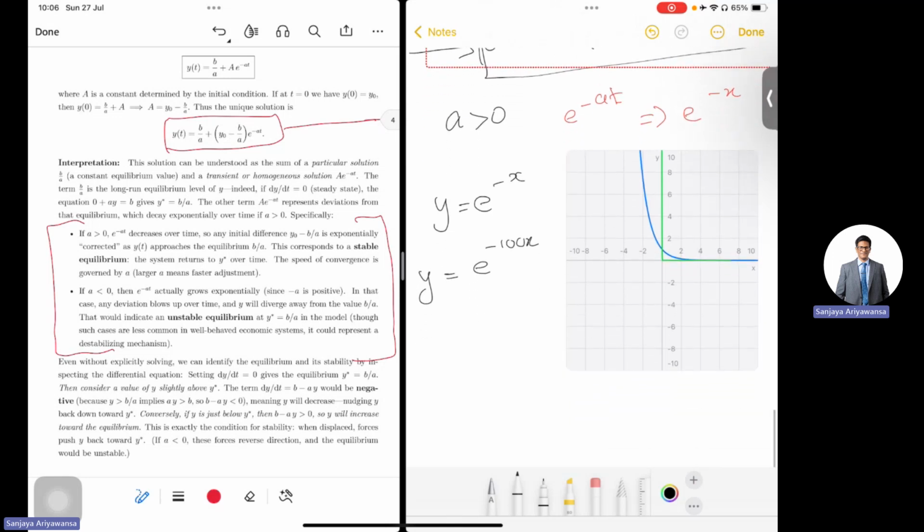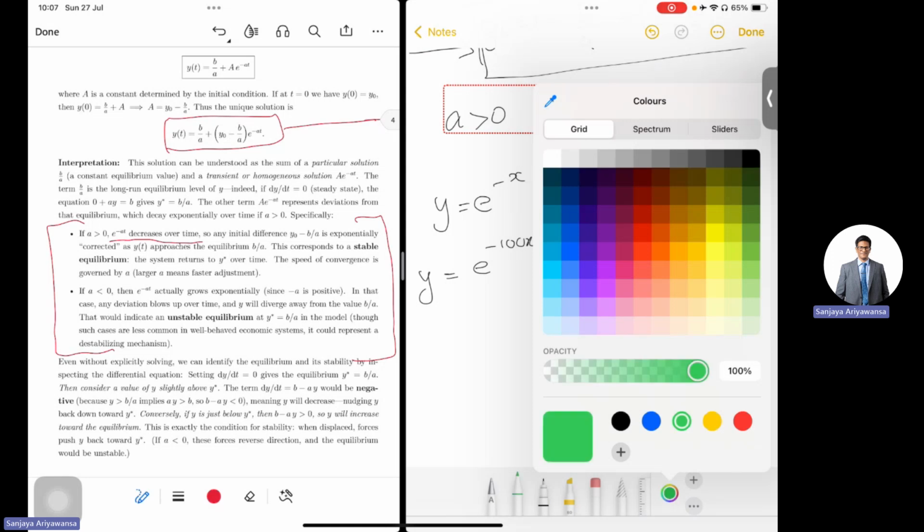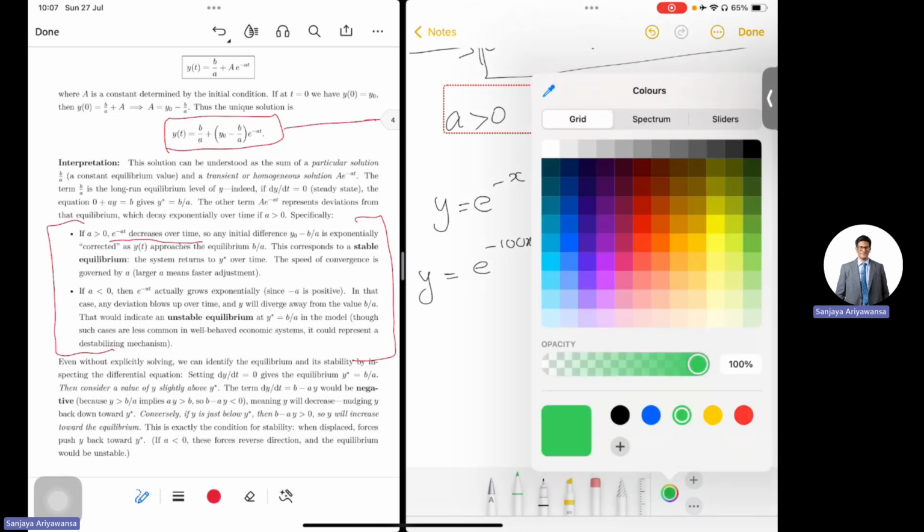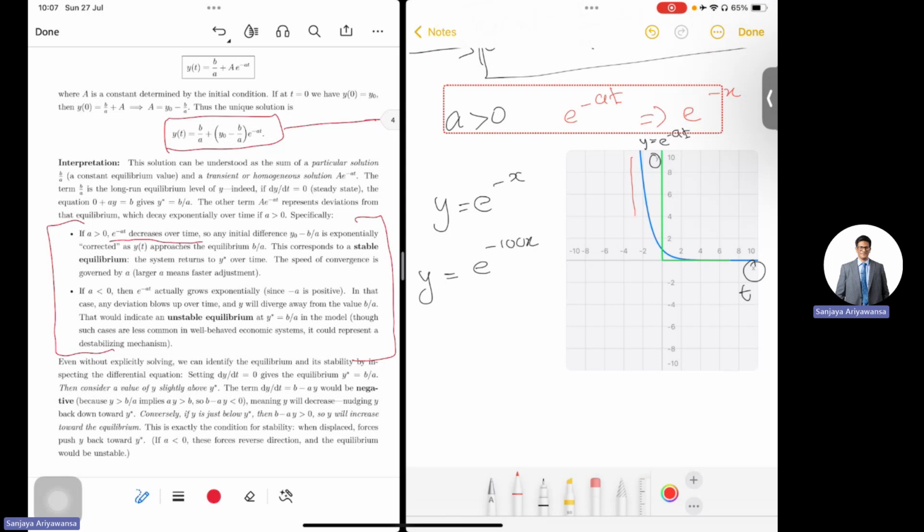What I'm trying to say here is that e to the power of minus at, when a is positive, decreases over time. Assume this x-axis over here is time, and this y-axis over here is our function e to the power minus at. So you see the function e to the power minus x is decreasing with time. That's what's happening, right?